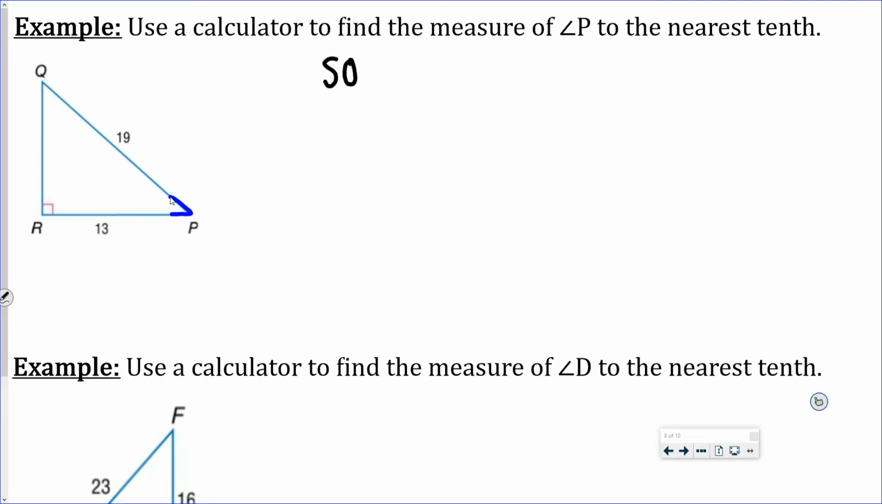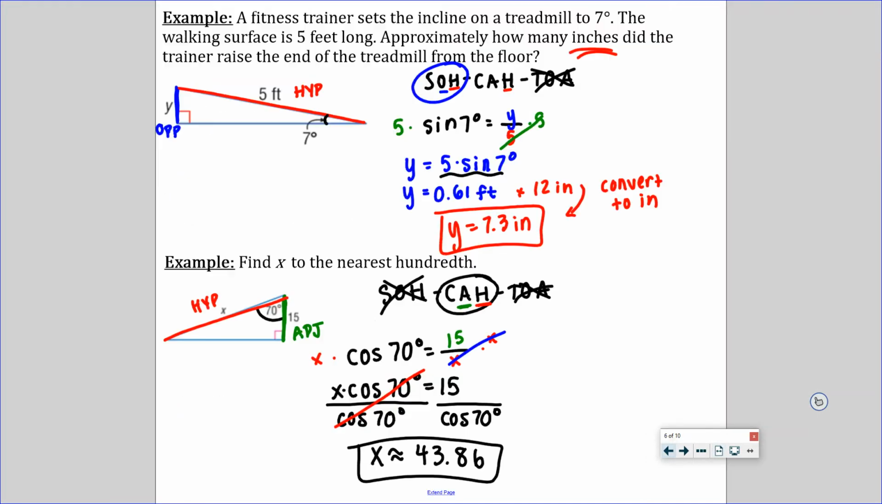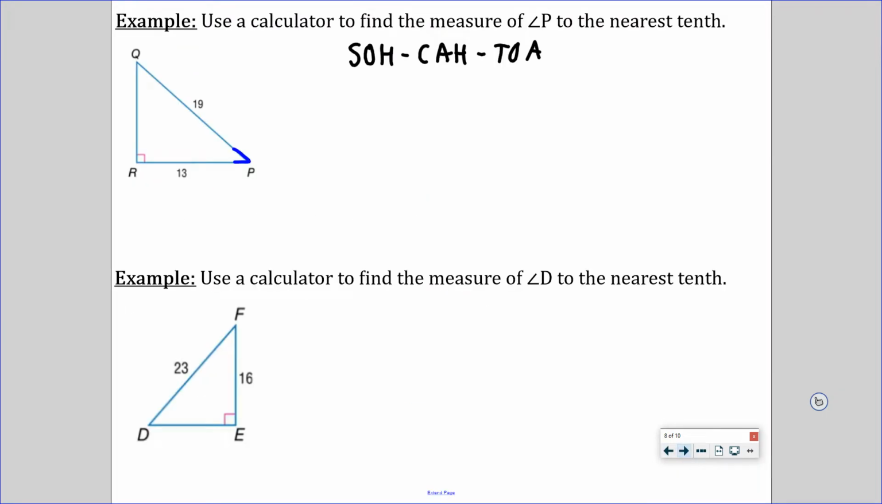I always like to write out SOHCAHTOA. Looking at the measure of angle P, I have to flip back to see what colors I was using for the hypotenuse. Red. I know my hypotenuse is 19. That's given to me. And this side, which is 13, is given to me. Is that my adjacent or opposite side? Adjacent, because it's touching the angle. The opposite side is the side that it doesn't touch. So this is the adjacent side.